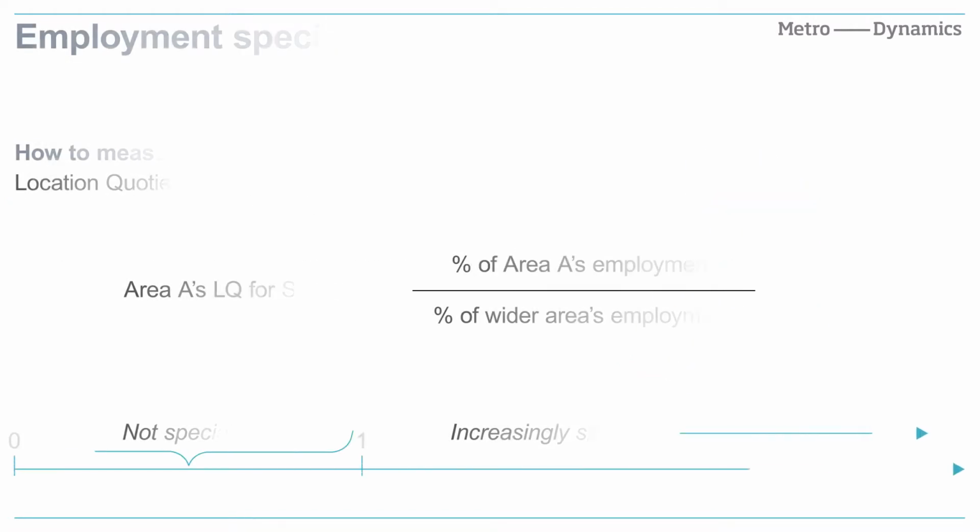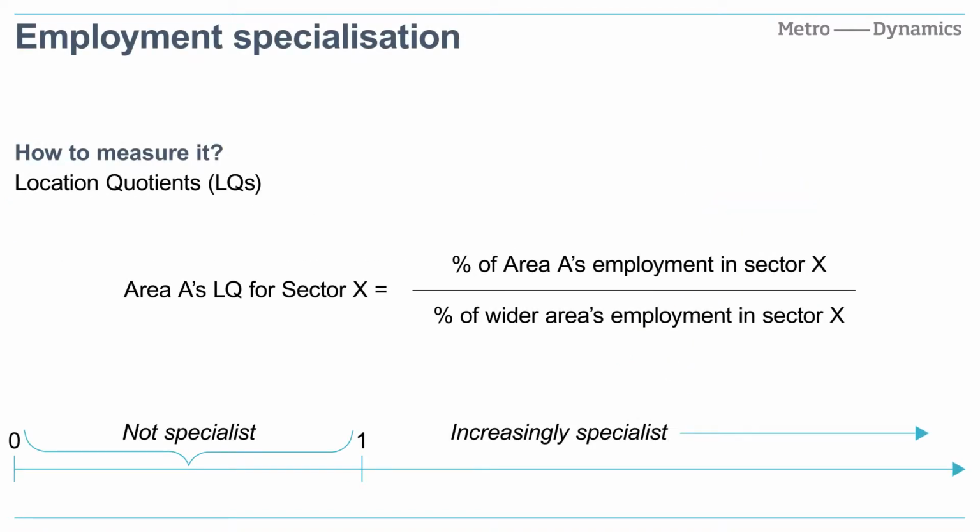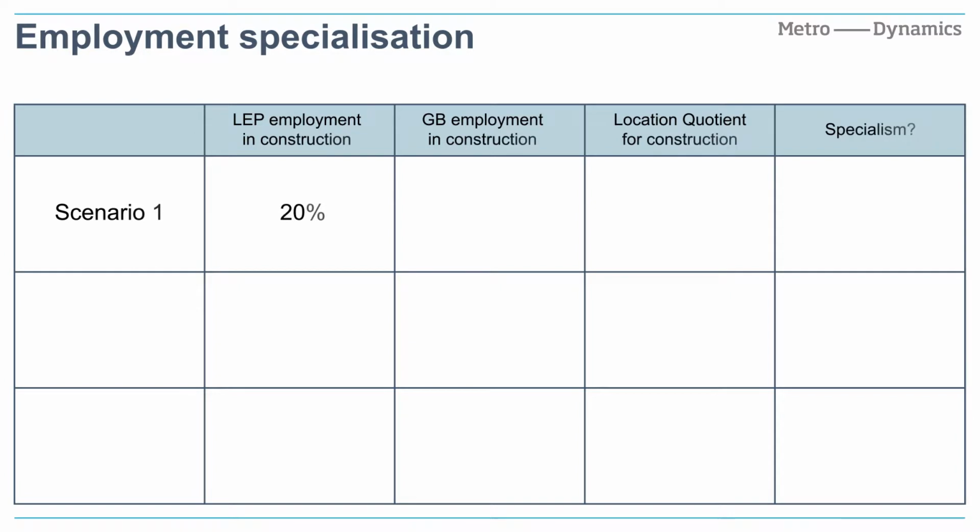We calculate specialisms using location quotients, or LQs. The LQ shows the ratio between the proportion of an area's employment which sits in a certain sector, and the proportion of a wider area's employment in that sector. We normally use Great Britain as the wider area because, as before, BRES doesn't provide detailed employment data for Northern Ireland. So, for example, if 20% of a LEP area's employment is based in construction compared to 20% nationwide, the LQ is 20 divided by 20, which is 1. The area is neither specialised or unspecialised. It's exactly in line with the national picture.